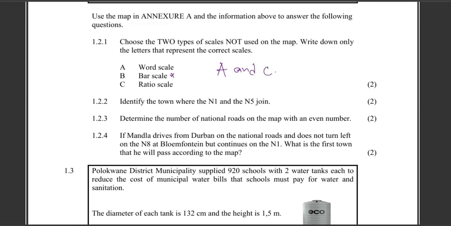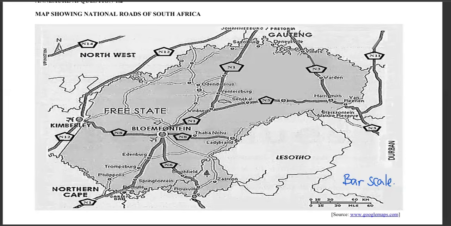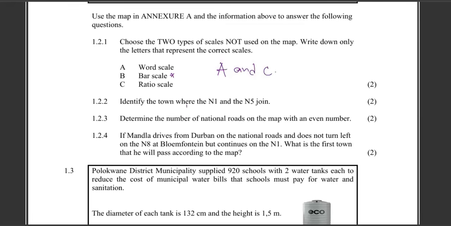Identify the town where N1 and N5 join. Let's go to the map. N1, yes, we have N1 here. This is N8, there's nothing, N8. I need N1 and, okay, N5. And so wonderful, it's just right here. This down here. So we shall come back and write it down.